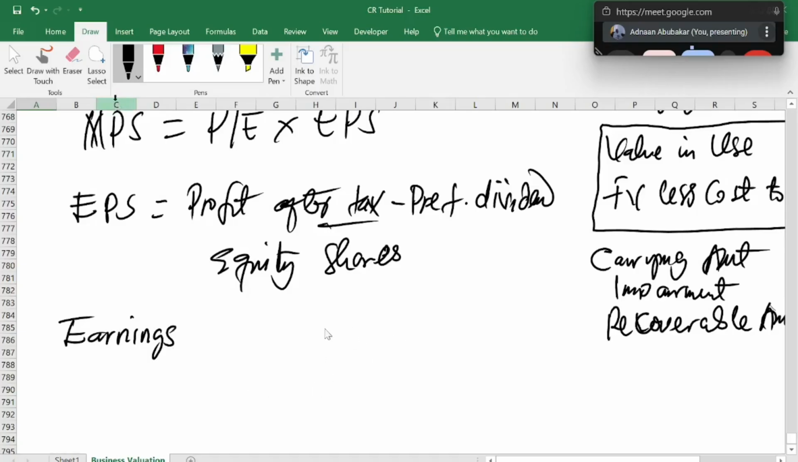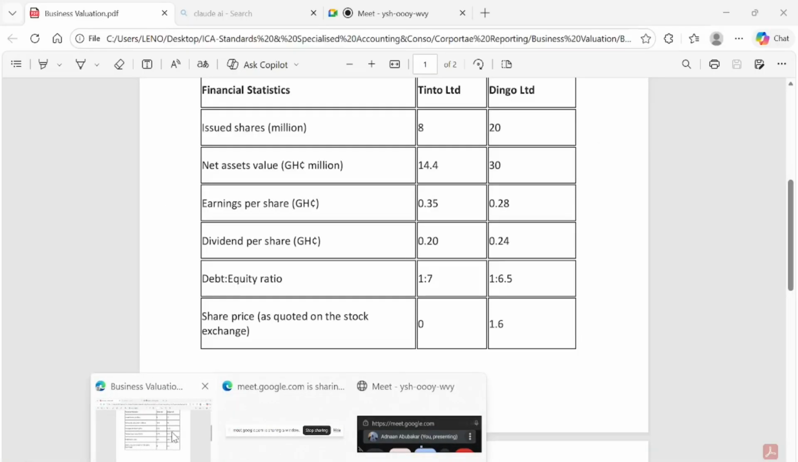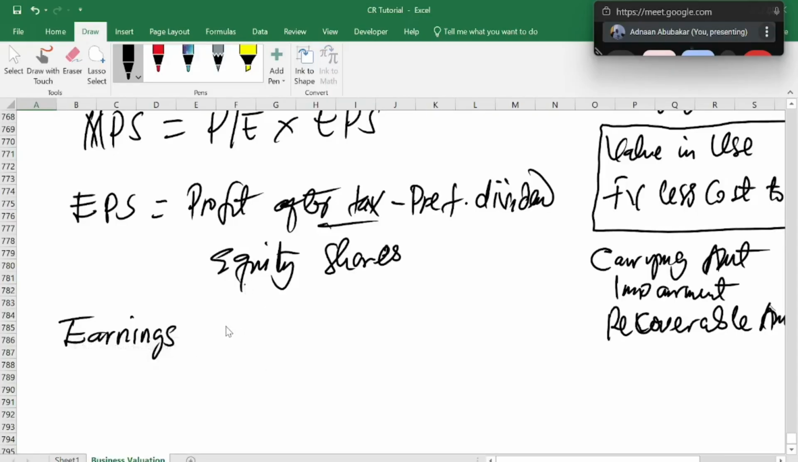Per the question, what have they given you? Your earnings of how much? The earnings per share is 0.35. Do you understand what it means? Once they've given you earnings per share, what do we mean by earnings per share? It means that your net profit after tax is what we call earnings.